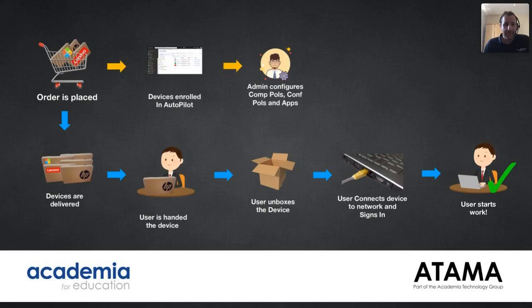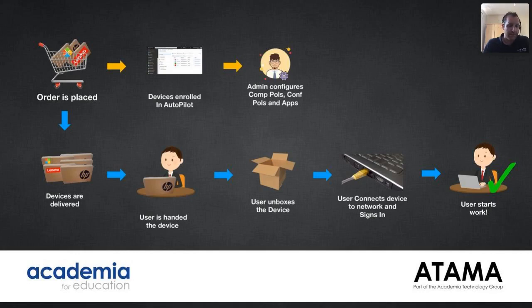So going back a few slides, when I was walking through that process of what a typical build looks like, this is what a new build looks like. Now, it is kind of put in two separate paths here. It's not one simple flow. So the order is placed. Now, at that point that the order is placed, there are a few things that you can do to get these devices enrolled in Autopilot.